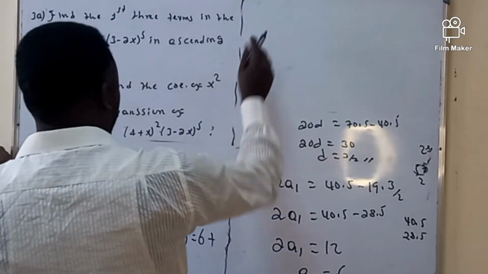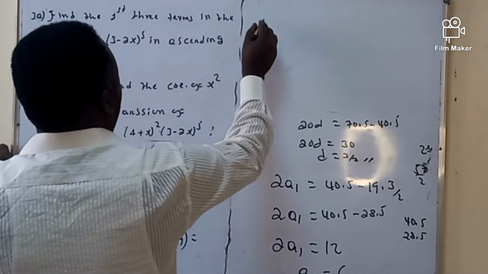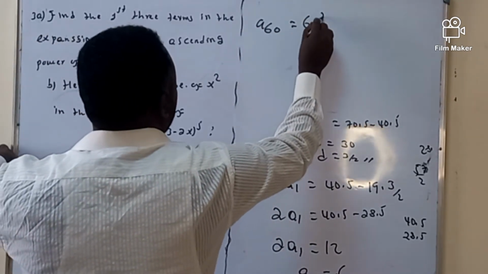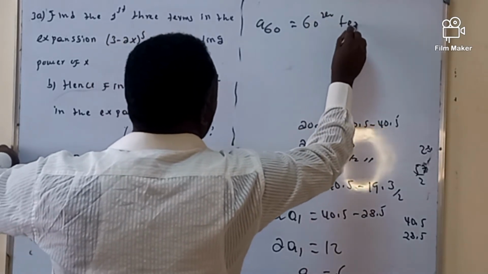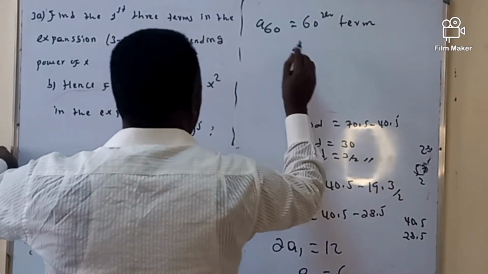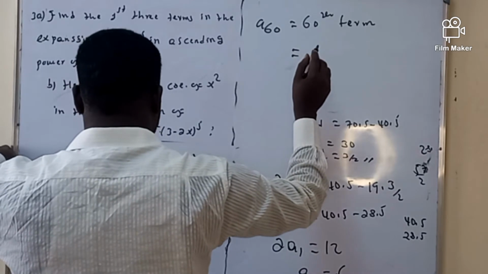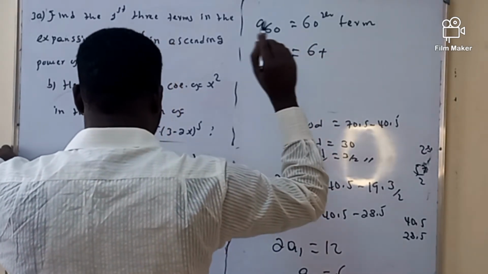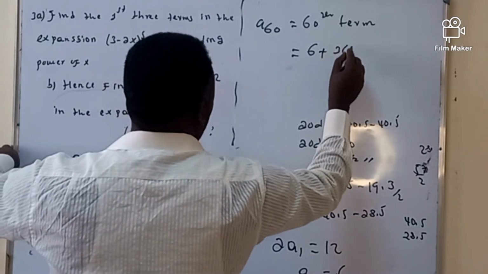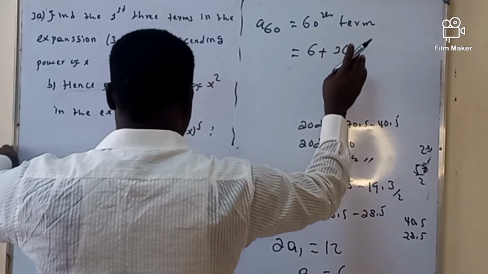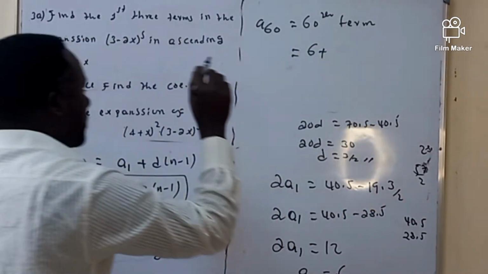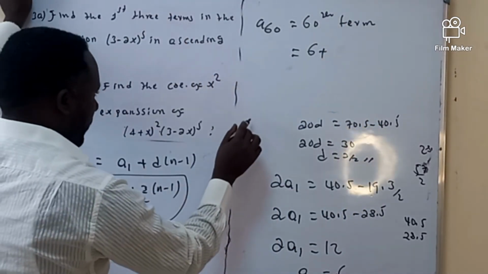this is exactly a 16, or the 16th term, will be 6 plus 3 into... let it be this one. First, let me multiply this one, first of all.